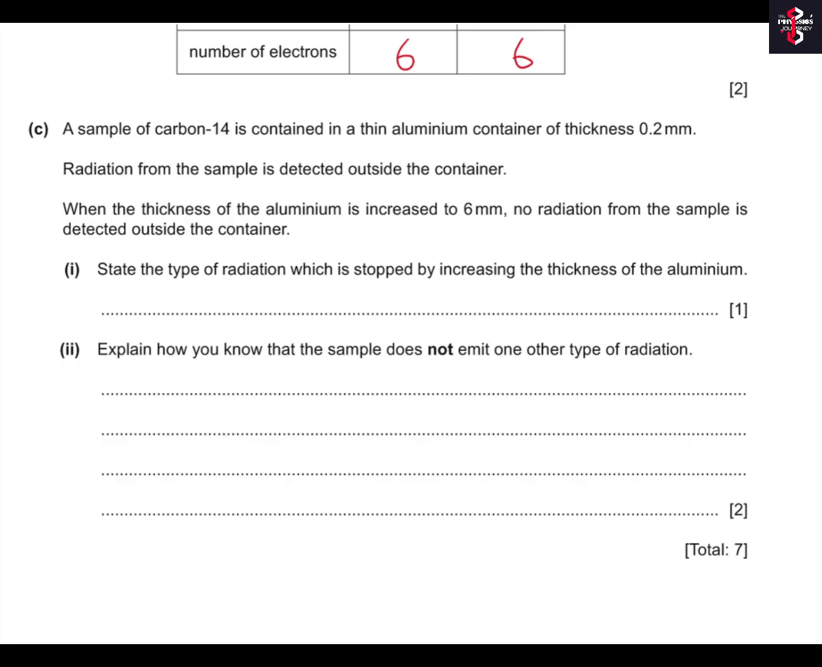So we know that alpha is a large particle. We can say that alpha radiation is basically helium nuclei, but the sample is placed in an aluminum container of thickness 0.2 millimeter, and still we detected radiation outside the container. But when the aluminum thickness is increased to 6 millimeter, no radiation from the sample was detected outside the container, which means that it was emitting beta radiation.